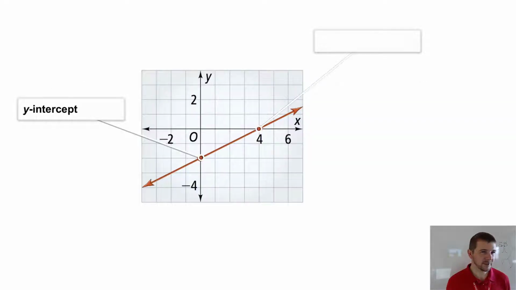The y-intercept, note, is the point where the line intersects the y-axis, and the x-intercept, the point where the line intersects the x-axis.